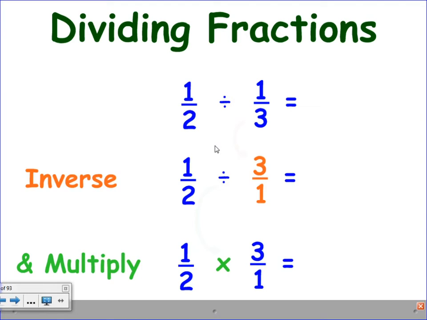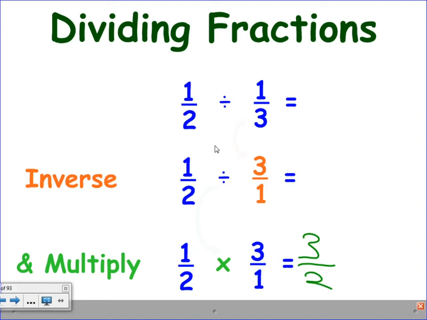Okay, so let's try that. I've got a half times a third: 1 times 3 is 3, and 2 times 1 is 2. So we end up with an improper fraction, 3 over 2. So the technique for dividing fractions is inverse and multiply. In other words, flip the second fraction and change from a division into something nice and easy like a multiplication, which we know is top times top, bottom times bottom.